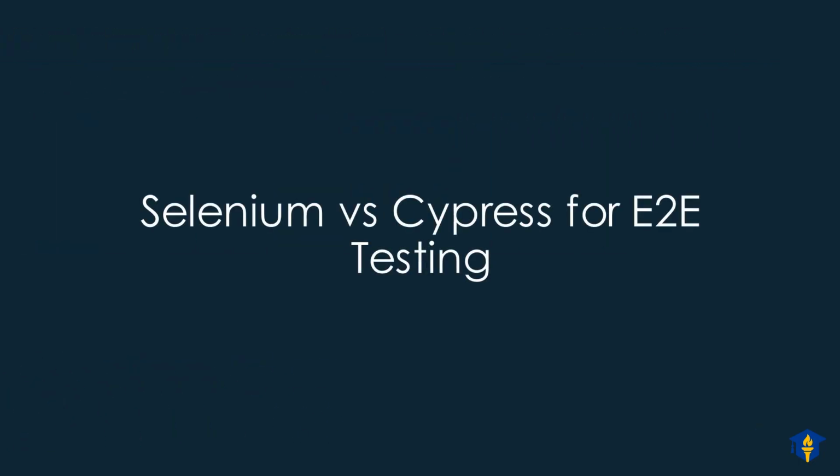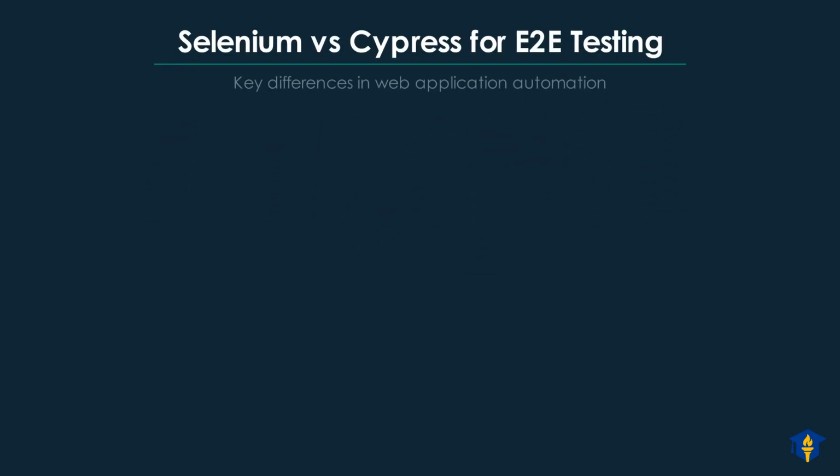Let us compare Selenium versus Cypress for end-to-end testing, two popular tools in web application automation. We will highlight their key differences, helping you understand which tool might be better for your automation needs. First, let us look at the various features we will use to compare these two powerful testing frameworks. Considering programming languages, we note how each framework handles different coding environments for test development.